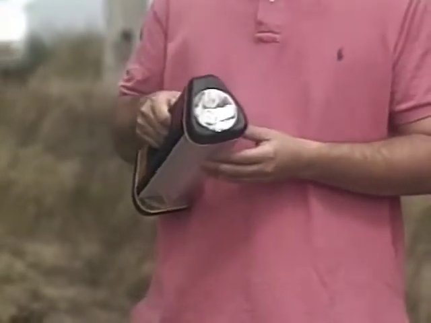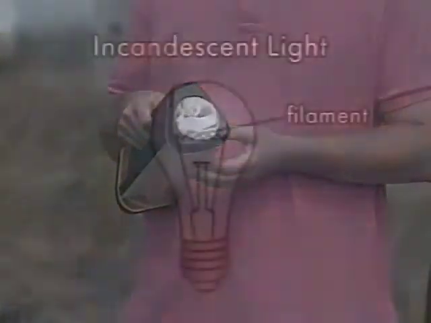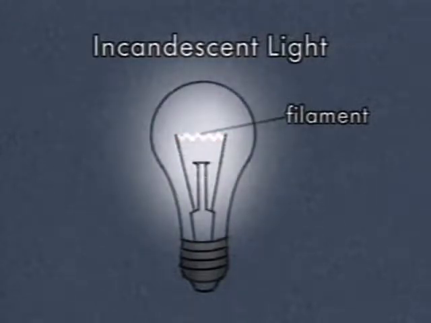It's also known as an incandescent light because it produces light from heat. The light bulb contains a metal filament or wire. When electricity flows through the filament, it heats up and produces white light.